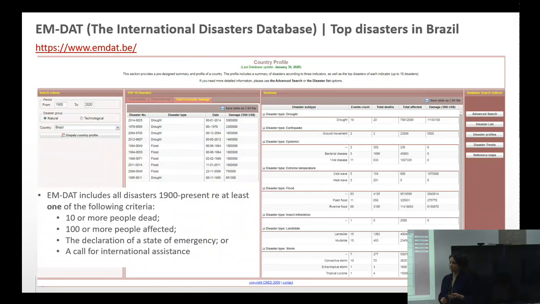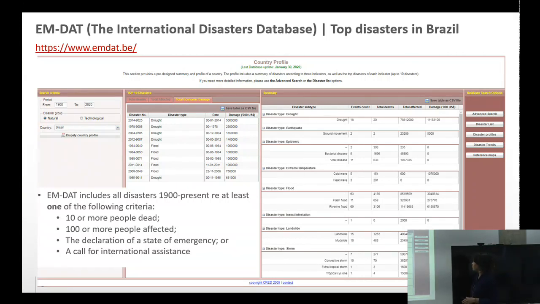So MDAT, I tend to use this database a lot. Not that it's the best, but it's a good source for me to get at least a conservative estimate of how disasters are affecting certain countries. And I've used it for most of the Caribbean, and I hold it up for Brazil. It's all free data. And it has different criteria that defines what a disaster is, as I mentioned before.